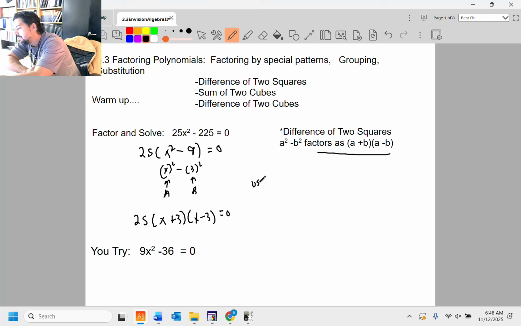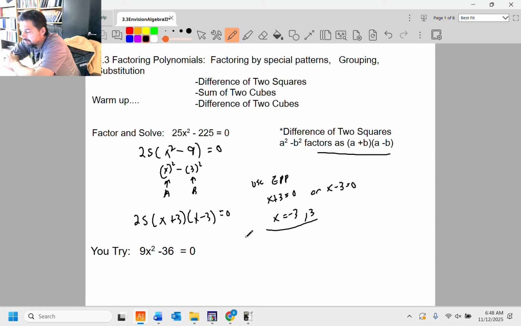And now we're going to use the zero product property. And we're going to say x plus 3 equals 0. Hopefully you can do that without actually writing it. Or x minus 3 is 0. Now if x plus 3 is 0, x is going to be negative 3. And if x minus 3 is 0, x is going to be 3. There's your two x values.